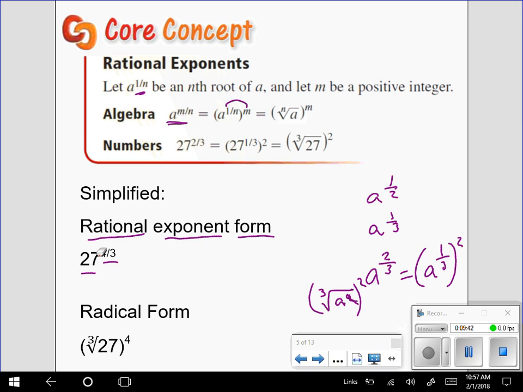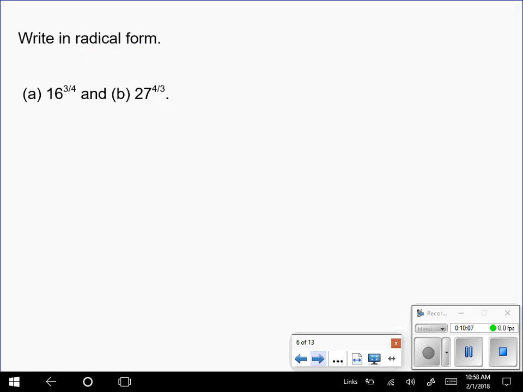We're not going to simplify this. We could, right? The cubed root of 27 is 3, and then we could raise it to the 4th power, which would be 81. We're not even going to ask you to do that though. We're just asking you to switch back and forth between the two. Even on your homework, it might ask you to simplify. All I want you to do is switch back and forth between rational exponent form and radical form and the other way around. So let's look at a few examples.